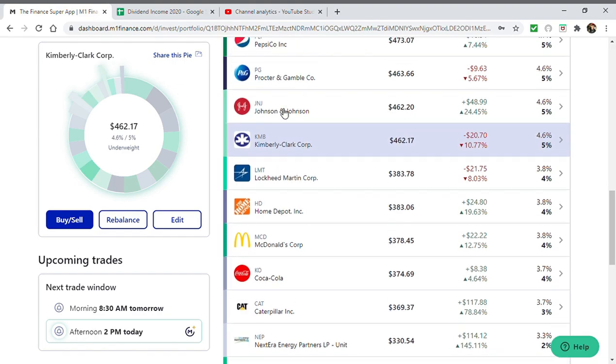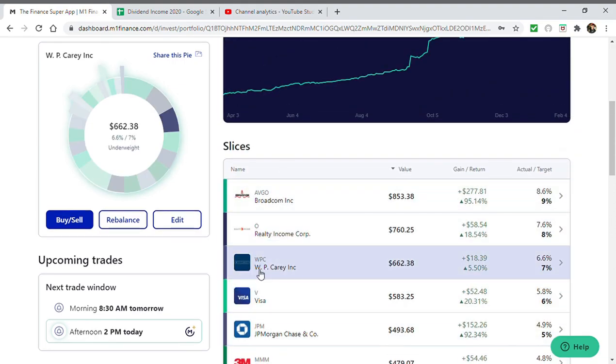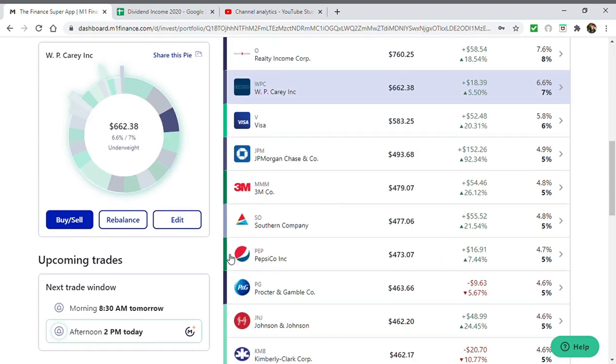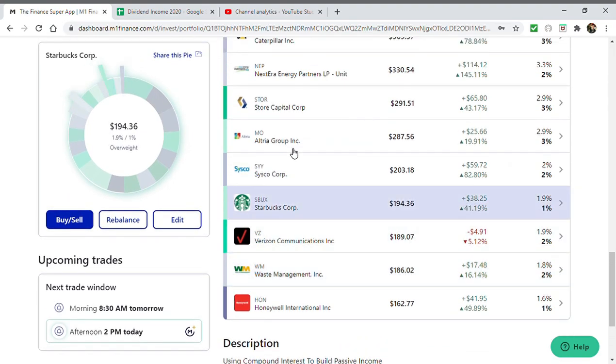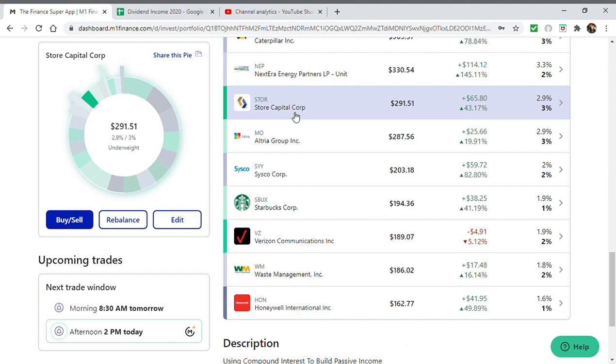Store Capital, I pretty much won't go over this one. Pretty much the same thing as WP Carey and Realty Income. It's a real estate investment trust that I keep in my portfolio. They have an interesting business model that is a little bit different than my other REITs, but pretty much it's the same thing. Real estate, they're going to buy properties, receive cash flows, properties are going to go up in value, they're going to pay you out as shareholders, and then they're going to buy more properties so that way you as an investor can have more profits.